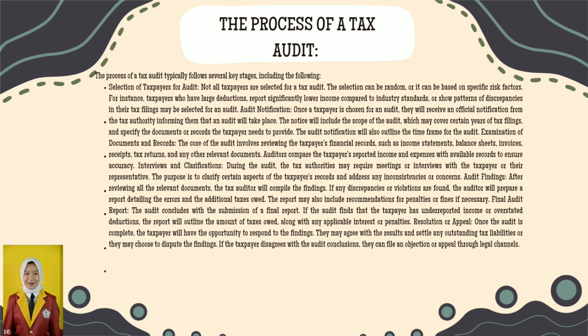Audit findings. After reviewing all the relevant documents, the tax auditor will compile the findings. If any discrepancies or violations are found, the auditor will prepare a report detailing the errors and the additional taxes owed. The report may also include recommendations for penalties or fines if necessary. Final audit report. The audit concludes with the submission of a final report. If the audit finds that the taxpayer has underreported income or overstated deductions, the report will outline the amount of taxes owed, along with any applicable interest or penalties.